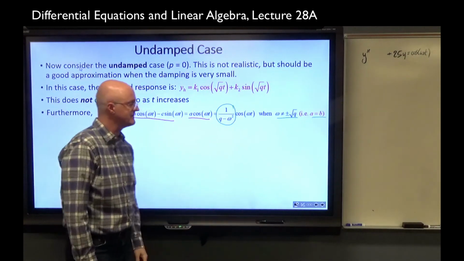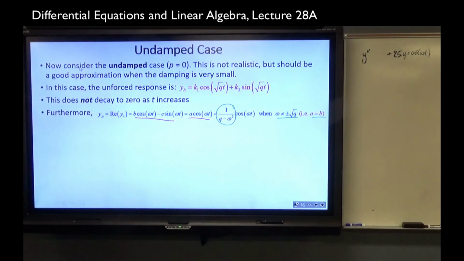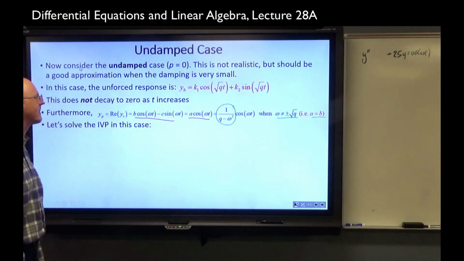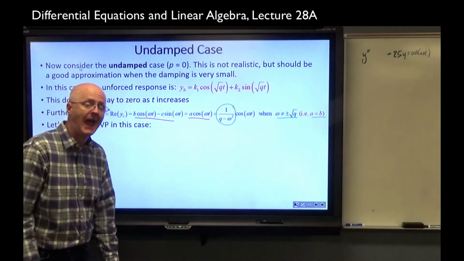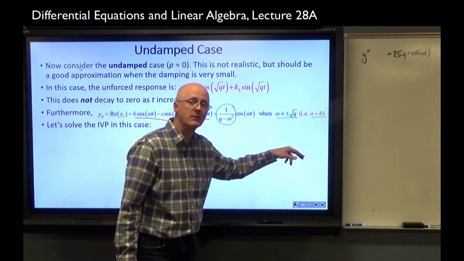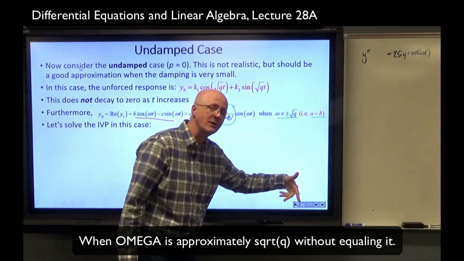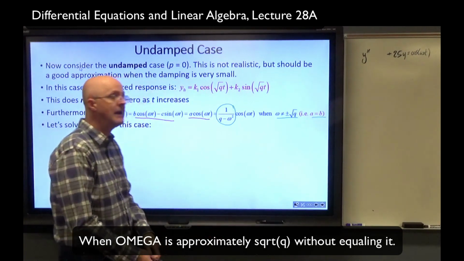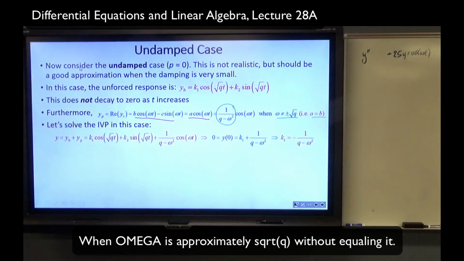Cosines are sinusoids. That was confusing to you. But let's solve the IVP. And something extra interesting is going to happen when we do, especially when omega is approximately equal to the square root of q without actually equaling it. We will see an interesting beating phenomenon.